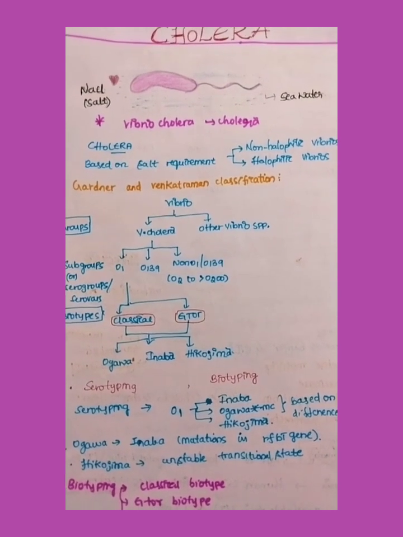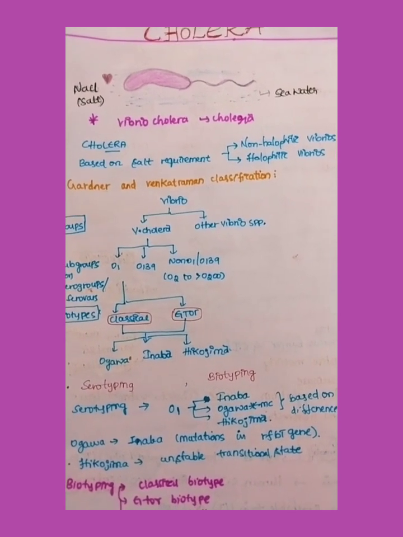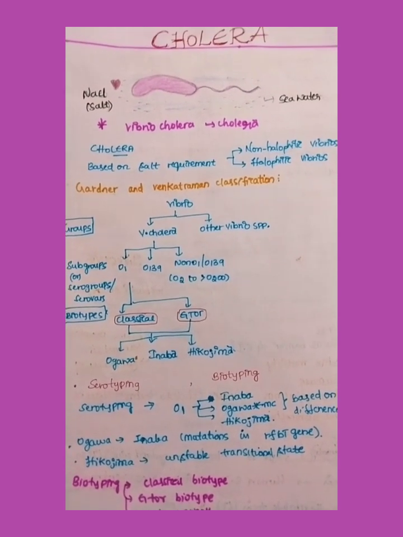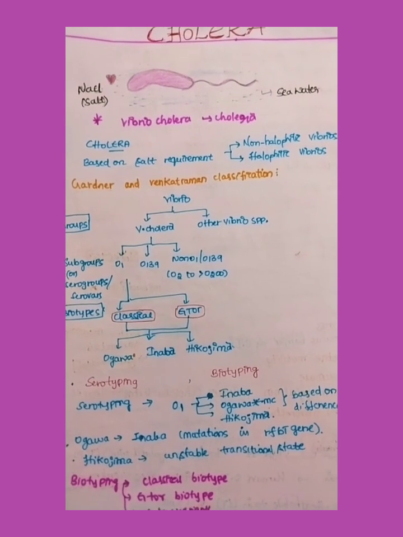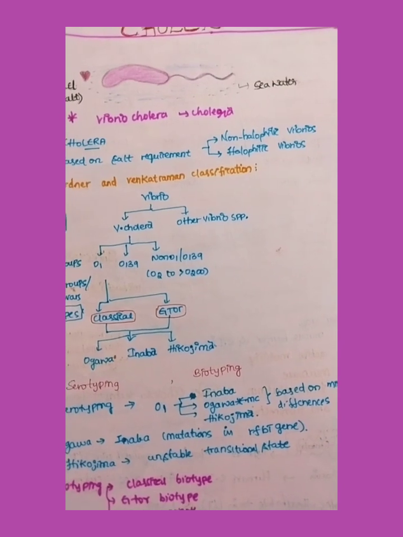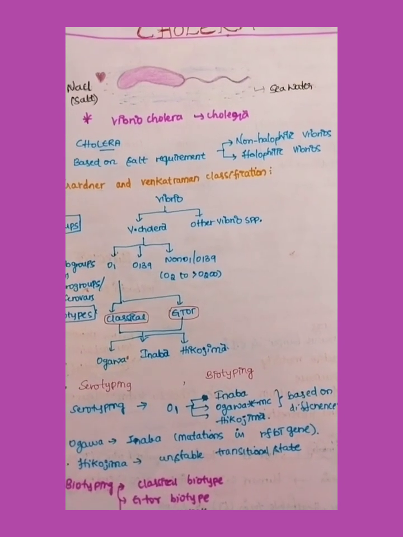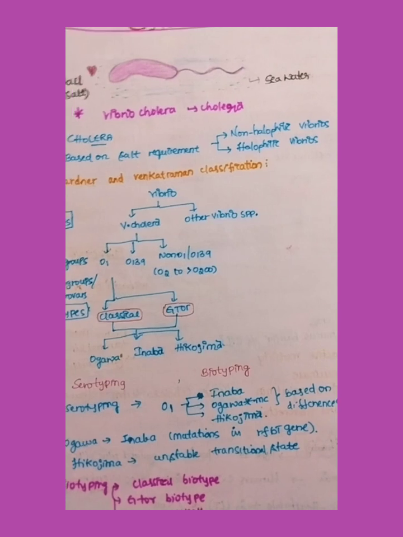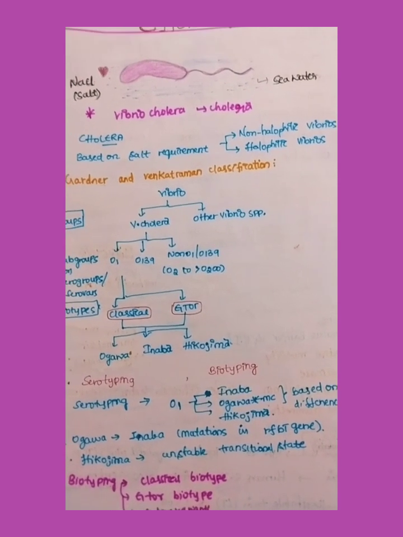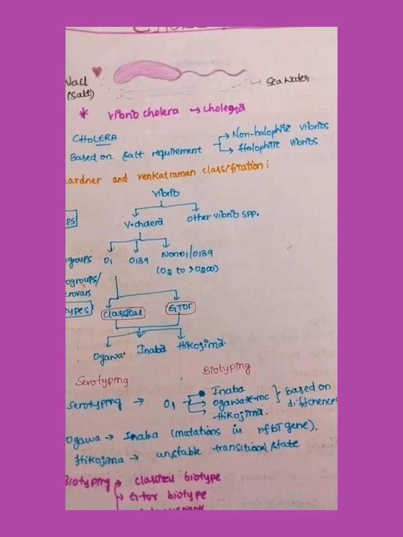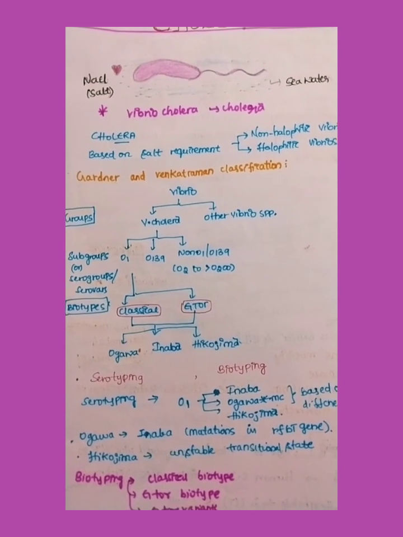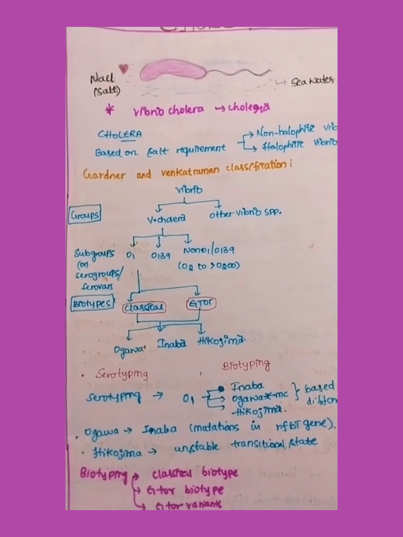So Vibrio cholerae, we are going to discuss. Vibrio cholerae causes cholera. Based upon the salt requirement, there are non-halophilic Vibrios and halophilic Vibrios. Non-halophilic means they can live in salt up to 1% concentration of NaCl, but more than that they can't survive. Halophilic Vibrios are more loving towards the salt.